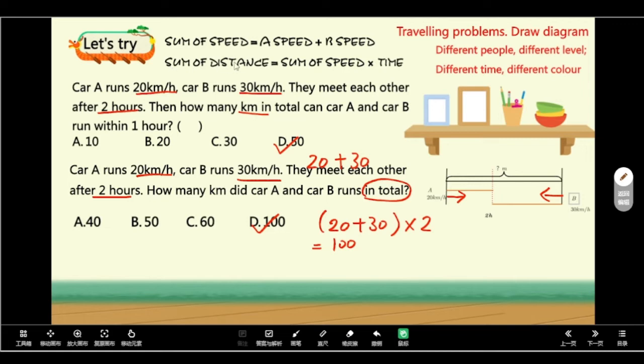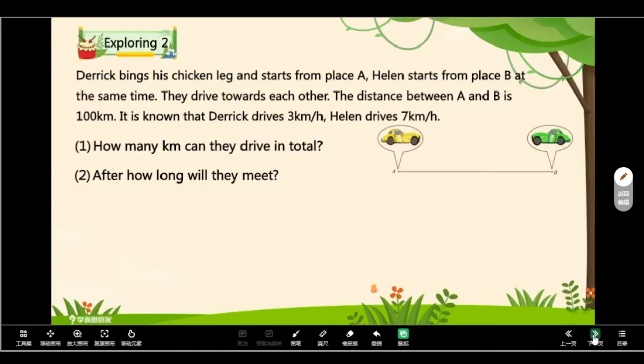The sum of distance equals to the sum of speed, and when we are facing the traveling problems, we always draw a diagram to help us to think. If there are different people appearing here, we can draw them on different levels. If there are different times appearing here, we can use different colors. And then we can move on to the next question.